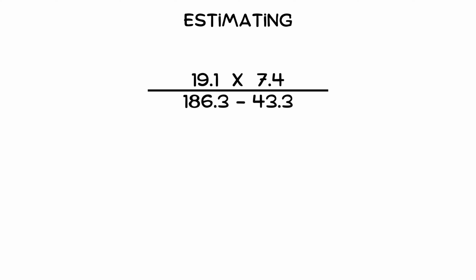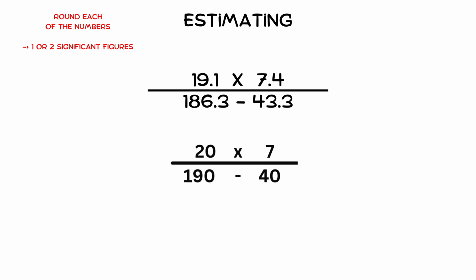To see what I mean, let's try and estimate what this equals. Now, the idea with estimating is that we need to round each of the numbers involved to something more reasonable that's easier to work with, and generally we'll round it to something like 1 or 2 significant figures. But it's up to you, depending on the particular numbers involved and how accurate you want your answer to be.